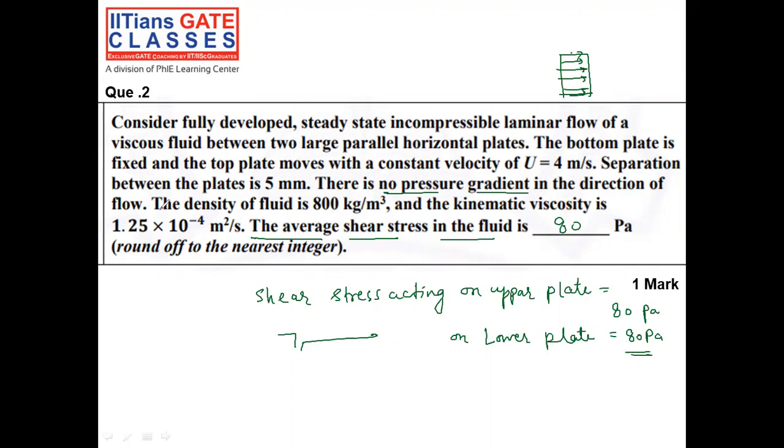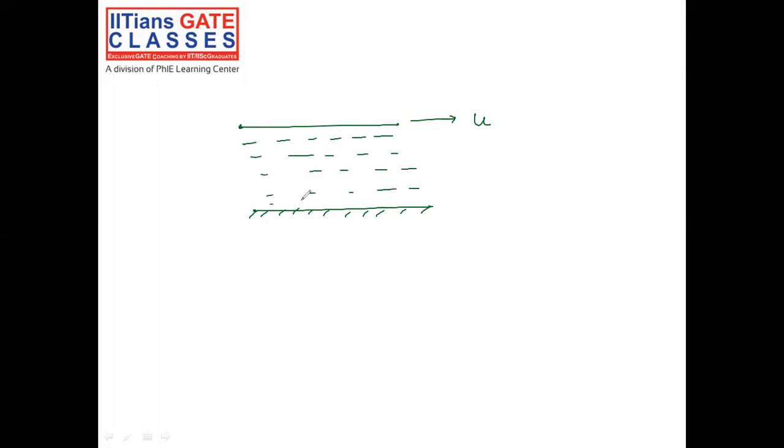But if I mention that there is a pressure gradient and it has some value, then in what way do we need to proceed? That is the question. Now you need to look at the solution for that. Of course, this is the upper plate and this is the lower plate, and it is moving with some velocity called u. And there is a fluid between the upper plate and the lower fixed plate.